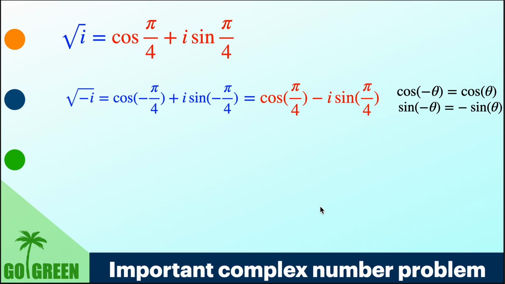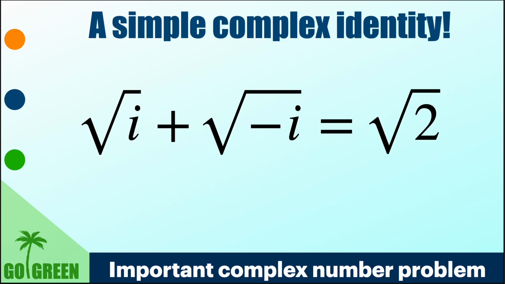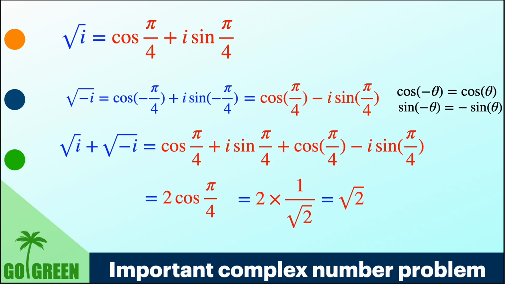And then square root of i plus square root of minus i is cos pi by 4 plus i sin pi by 4 plus cos pi by 4 minus i sin pi by 4. The i sin pi by 4 terms cancel each other. Therefore we get 2 cos pi by 4. But cos pi by 4 value is 1 by square root of 2. So we have 2 times 1 by square root of 2, which is nothing but square root of 2. And actually we have proved our required and beautiful identity: square root of i plus square root of minus i equals square root of 2.